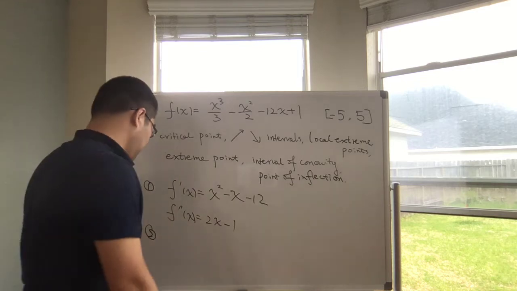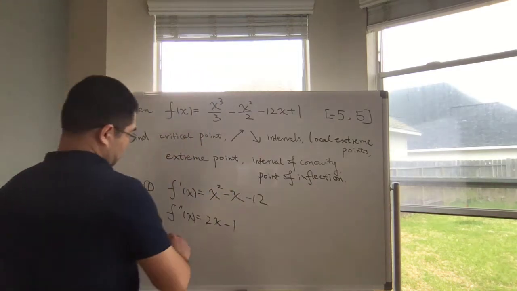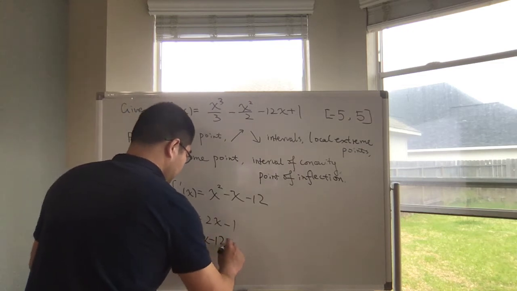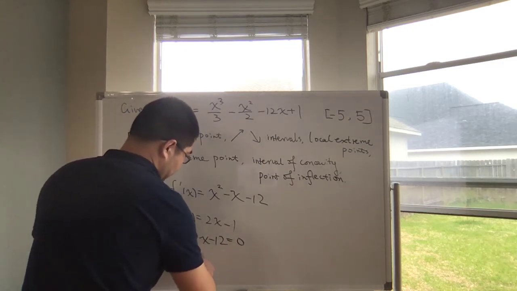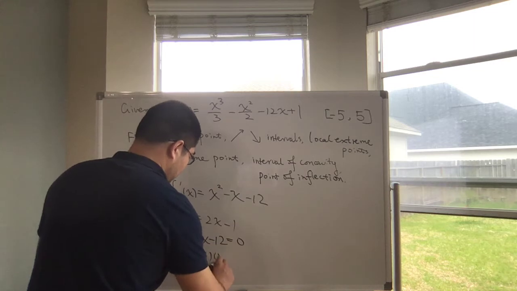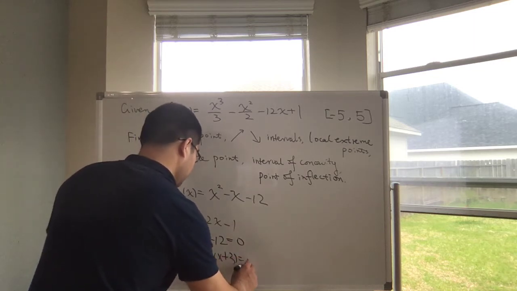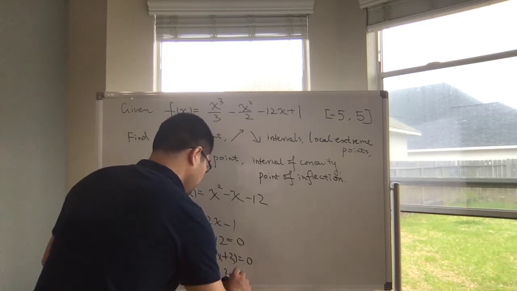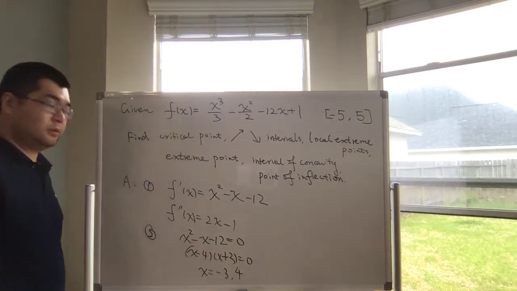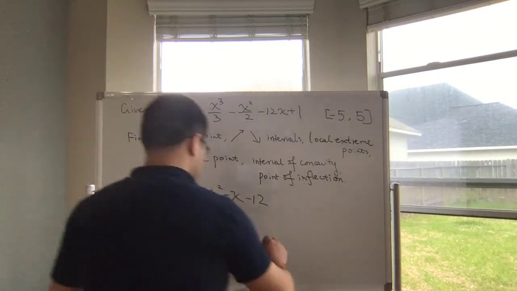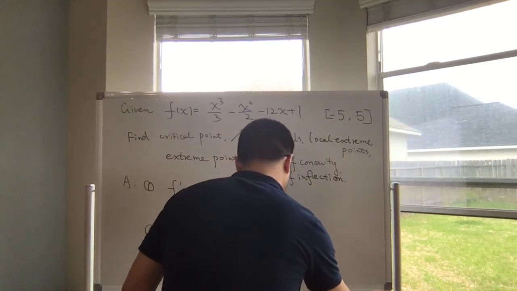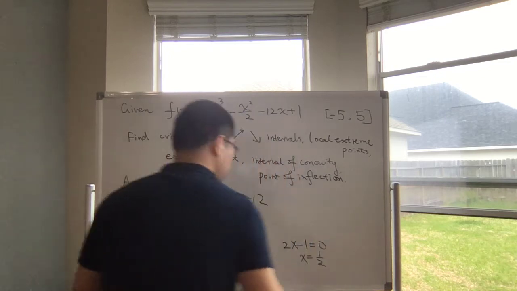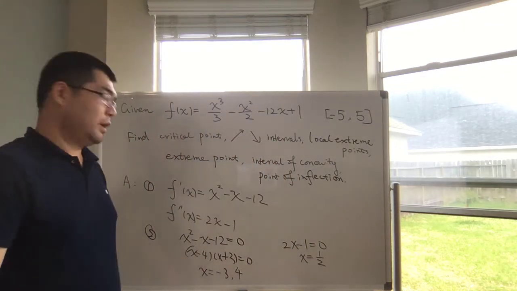Okay. So for that, x squared minus x minus 12 equals 0. So you get x minus 4, x plus 3 equals 0. So you get x equals -3 or 4. Okay. And then this part should be easy. 2x minus 1 equals 0. So you get x equals 1/2.